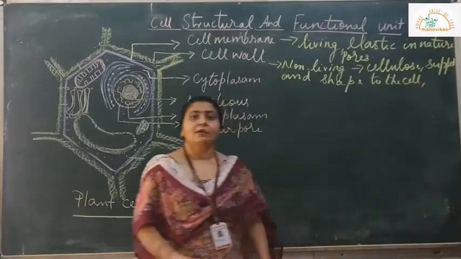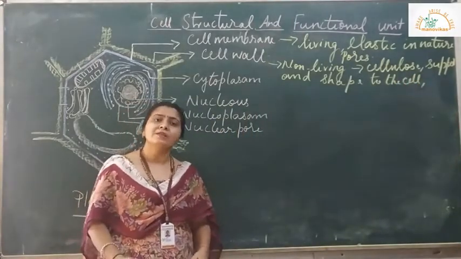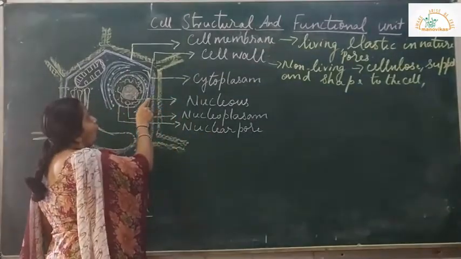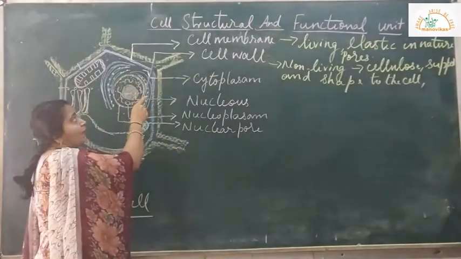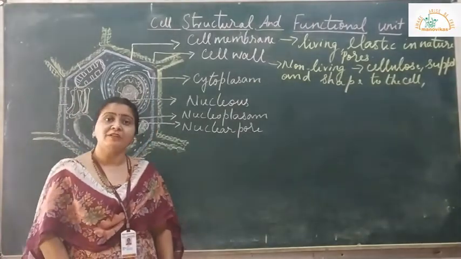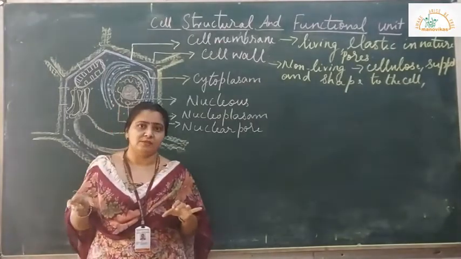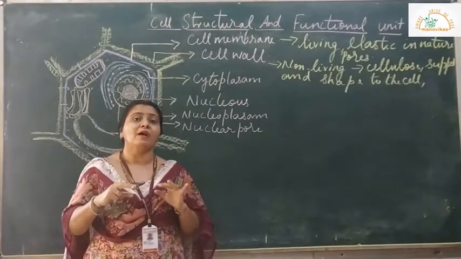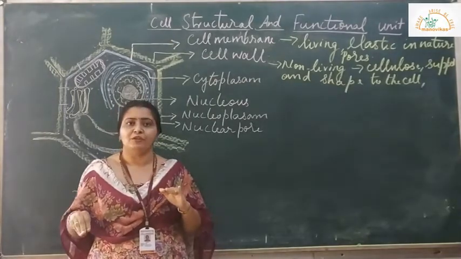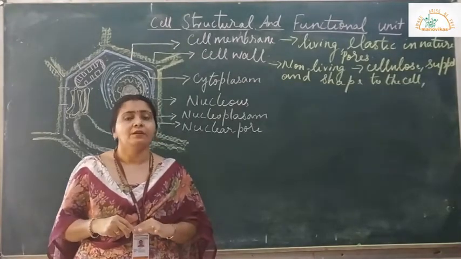And it allows all the substances. The cell wall allows all the substances to enter through diffusion. What do you mean by diffusion? Diffusion means the movement of substances from higher concentration to lower concentration. So that is known as diffusion.